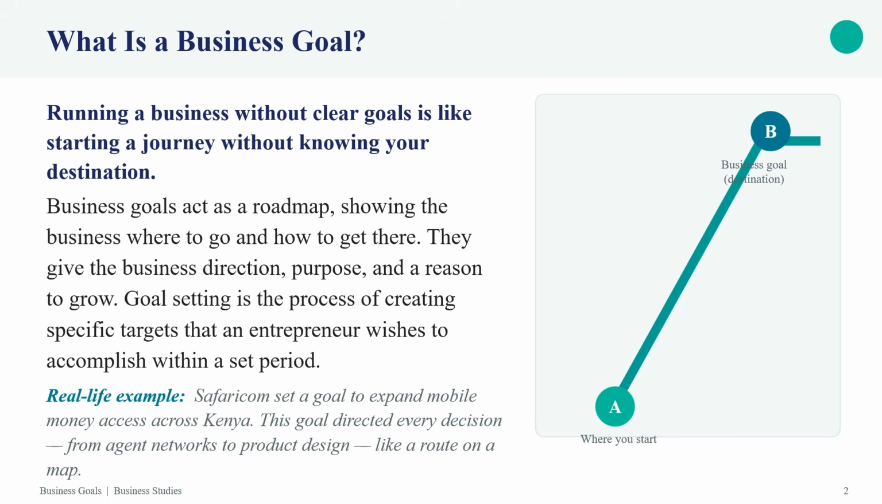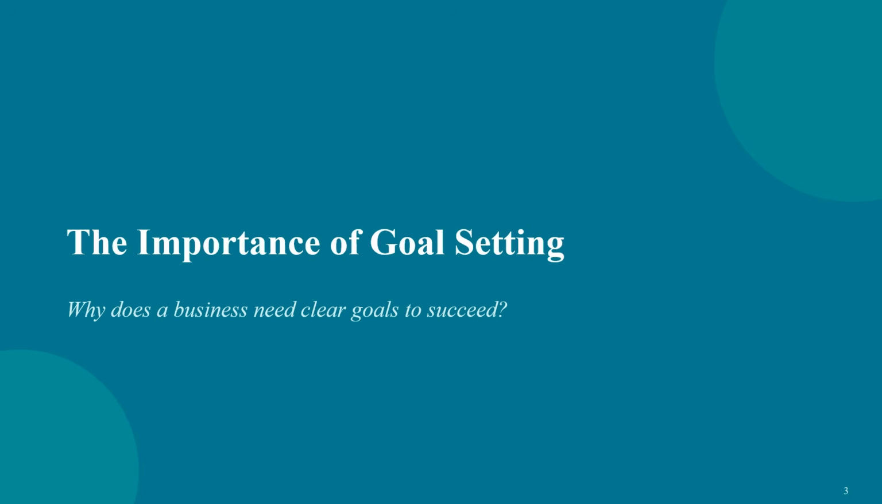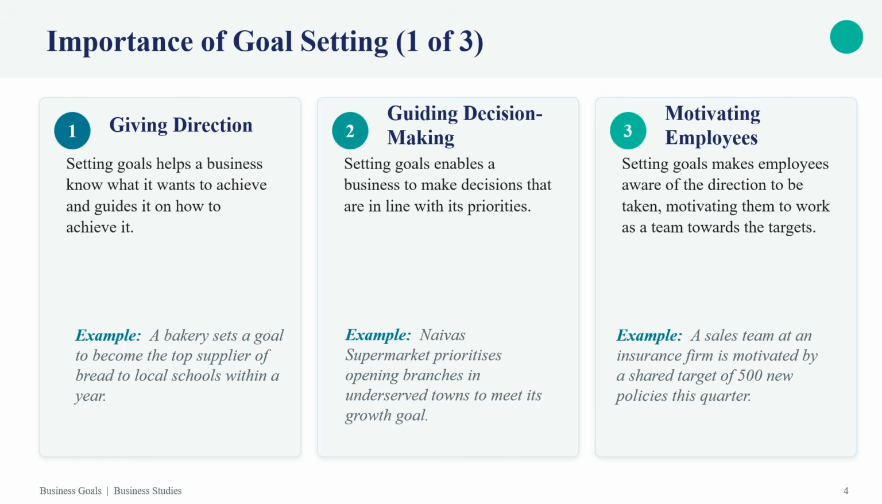A real life example is when Safaricom sets a goal to expand mobile money access across Kenya. This goal directed every decision that was made by Safaricom, from agent networks to product design. It's just like a route on a map. Now, the importance of goal setting. Why does a business need clear goals to succeed?